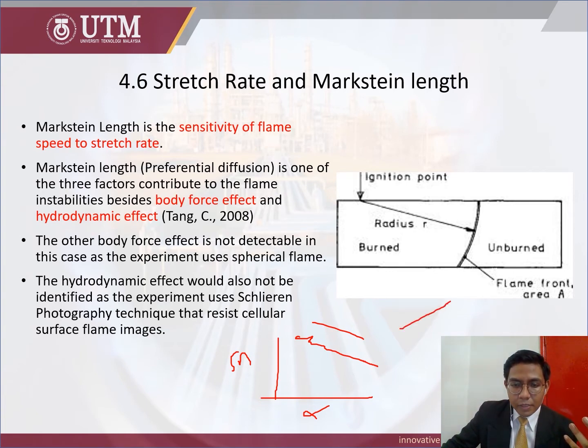If the trend is downward like this trend, this shows it is negative and it's not stable. Markstein length, called preferential diffusion, is one of the three factors that contribute to flame instabilities, besides body force effect and hydrodynamic effects. So Markstein length shows whether the flame is stable or not in terms of the magnitude and value.